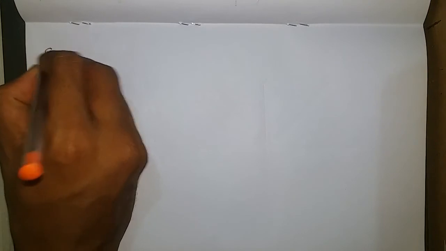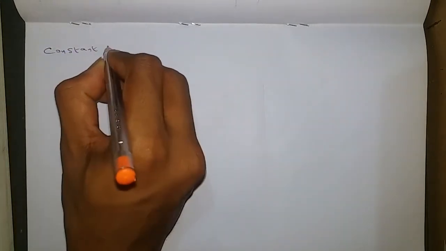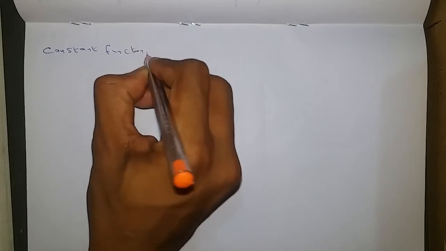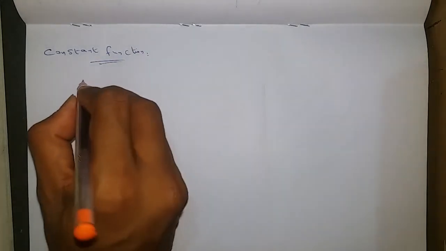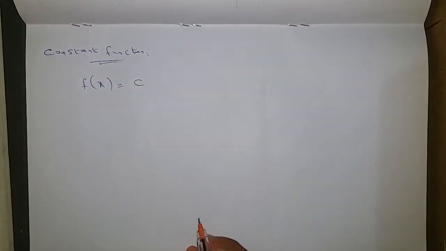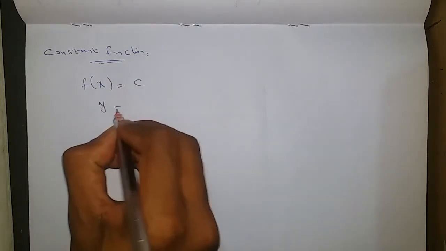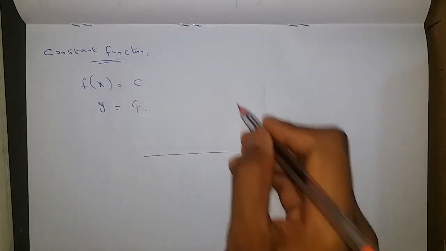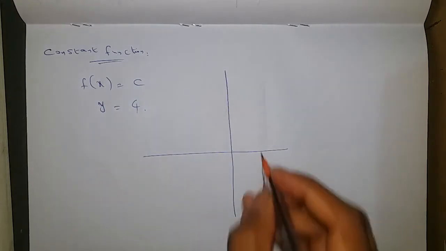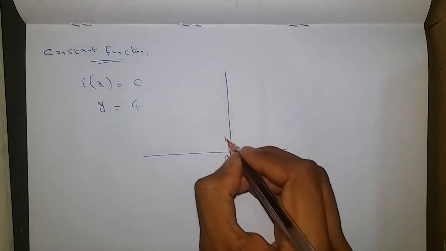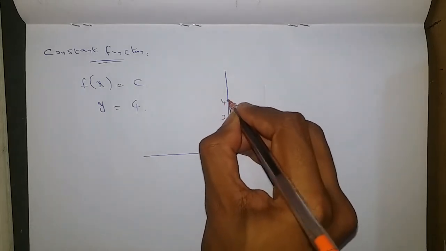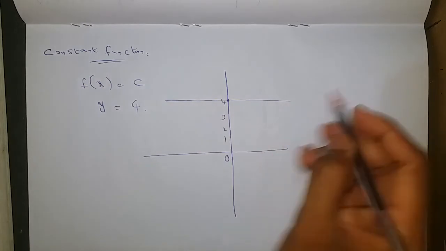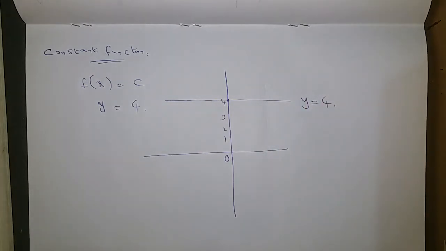Next is the constant function. This constant function is nothing but the constant itself, the graph of the constant. Simply we can say f of x is equal to some constant. See, f of x I am replacing with y, and for the constant I am taking some number, 4. Now if we draw the graph of this kind of function, y is equal to 4. On the y axis this is 0, 1, 2, 3, 4, so the point will be here. If we draw one straight line, that is y is equal to 4. This type of function is called a constant function.